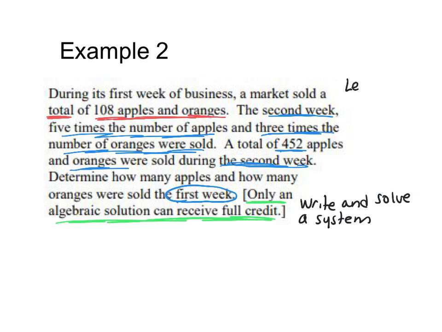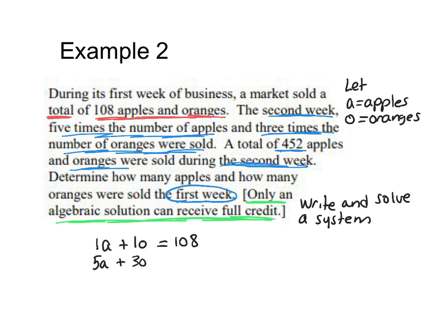Up somewhere, say let A equal apples and O equal oranges. You can use X and Y if you like. O can look like a 0, so be cautious with that. And I'm just gonna go with A and O. So first week, A plus O equals 108. Second week, 5 times the number of apples. So first week it was 1A, second week it's 5A. And first week it's 1O, and second week it's 3O. And it's sold 452.